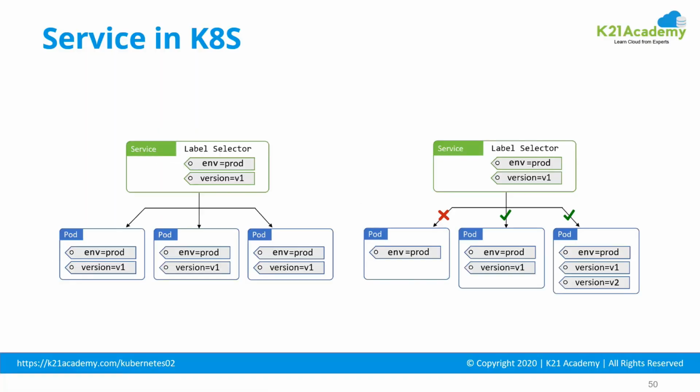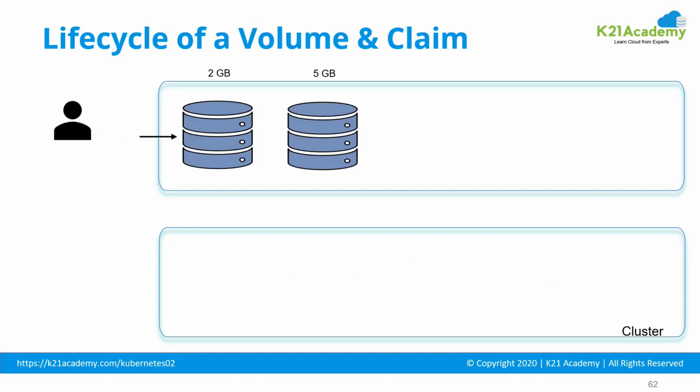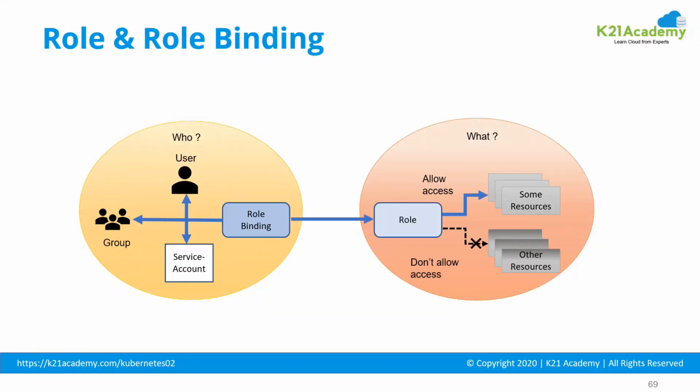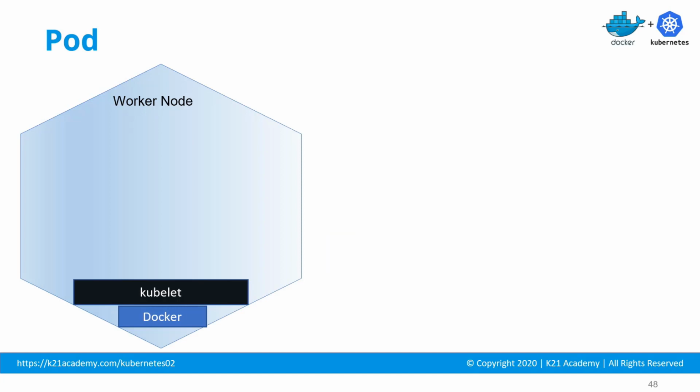Now, there are three other things you should be familiar with when you're deploying Kubernetes on Oracle Cloud. One is networking, including deploying load balancers. Second is storage, including storage volumes. And third is security, which is how to protect these Kubernetes resources. And in order to understand these three things, you need to understand the basic concept of a pod.